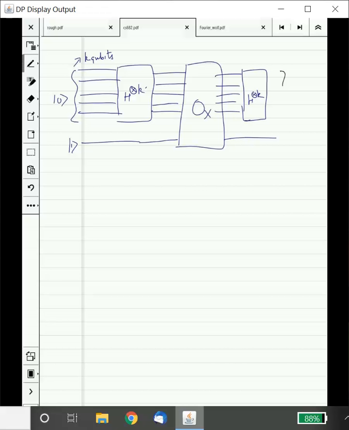Final step is to measure the amplitude on 0. That is to say, if my projector on 0 is P0, I will measure on P0 and P0 perp, or P0 and I minus P0. If I measure this, that means the function is constant. If I measure this, then the function is balanced.